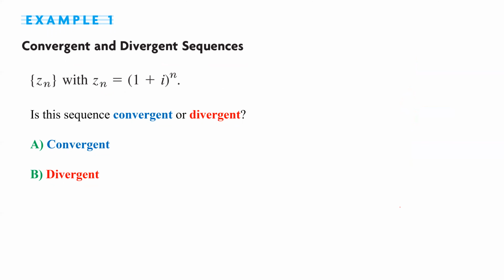What about this one? Can somebody shout out? Somebody says divergent, which is correct. For n equal to 1, you are here, right? This is 1 plus i. If you square that, it becomes 2i. Then square that, it becomes here. And then square that, it goes here, and then it gets farther and farther.